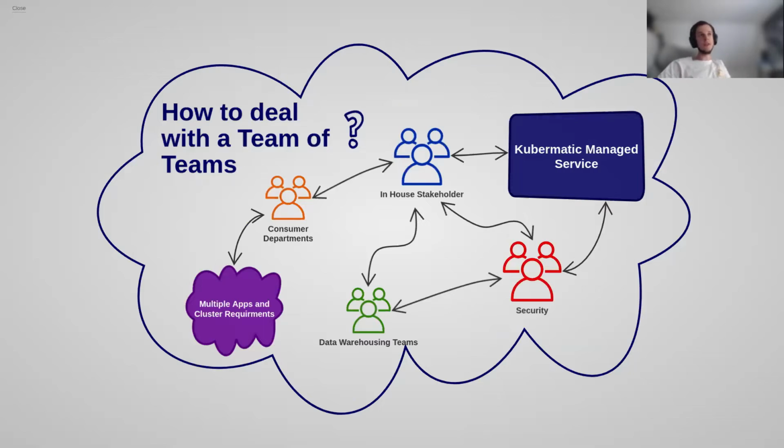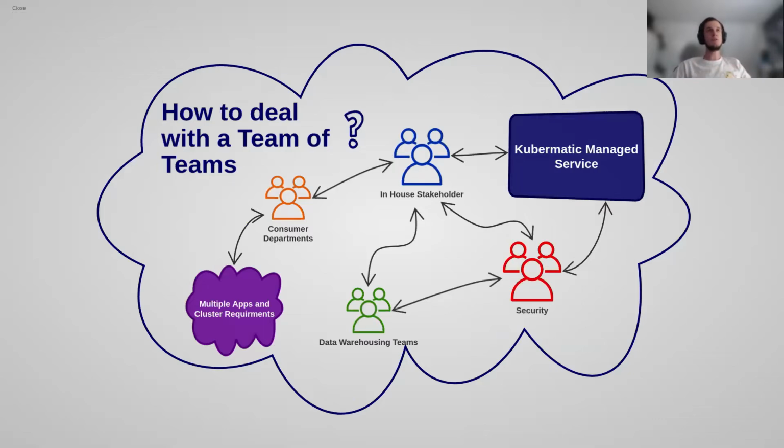But those in-house stakeholders also get requirements from different departments. They have requirements like, hey, I want to run my application on your Kubernetes clusters, or I want to run a database on your Kubernetes clusters. So they also need to talk to their in-house data warehousing teams. They also need to bring up their requirements to our stakeholder team. But there is also the problem that there's always this big part of a company which is called security, and with security, everyone needs to talk.